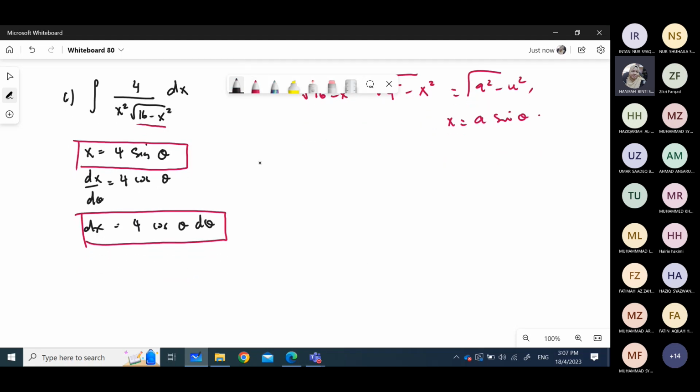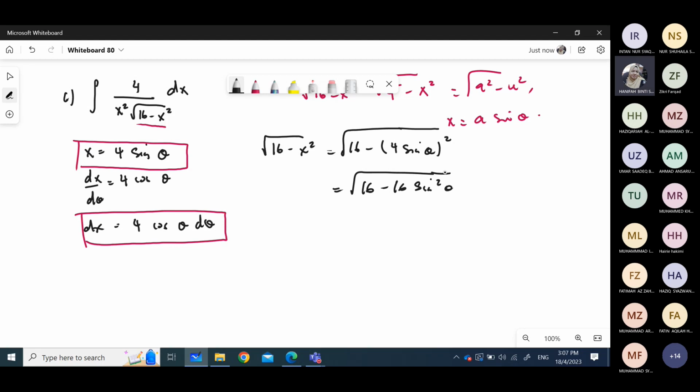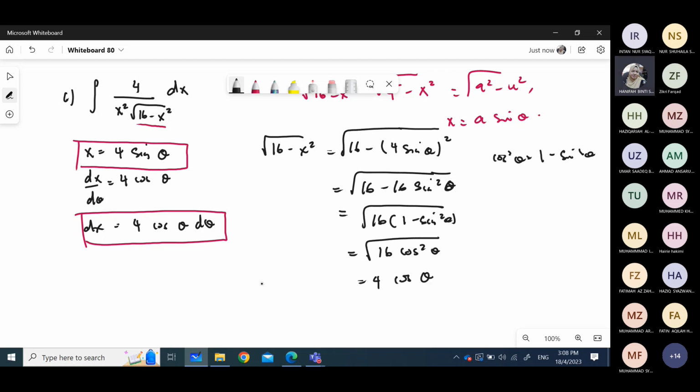Alright, so we solve for the radical. The radical is square root of 16 minus x squared. It is equivalent with square root of 16 minus 4 sin theta to the power of 2. So 4 squared is 16, and sin theta to the power of 2 is sin squared theta. Next step, simplify. We have 16 times 1 minus sin squared theta. Based on the identity, cosine squared theta equals 1 minus sin squared theta, we get 16 cosine squared theta. Then we have 4 cosine theta. Therefore the radical square root of 16 minus x squared is 4 cosine theta.